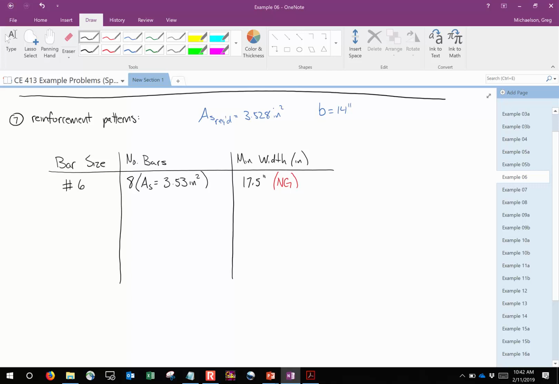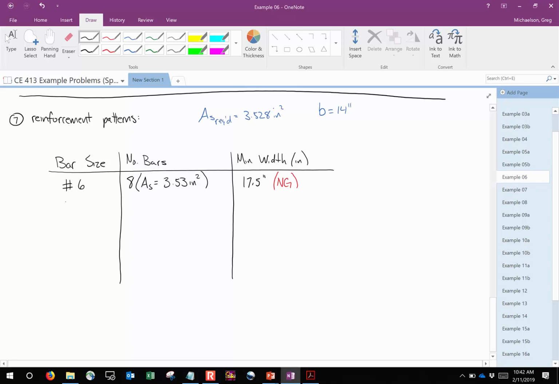Now, let me also say this. I'm doing a lot of writing of this stuff out. When you're doing this practically, you probably don't need to write all this out, and you'll see the pattern here in a second. But I want to write it out and document it so that we can all follow the thought process. So let's go on to the next bar.